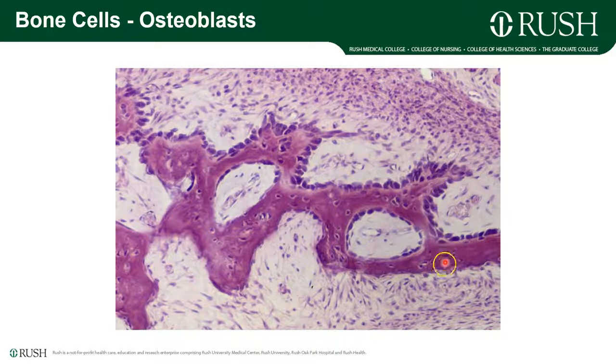One thing to note here is that this surface here is lined with actively synthesizing osteoblasts, whereas on the other side, as you can see, those cells appear to be missing, but they really are quiescent. They are just sitting there, not producing the matrix, but they are there, and they are usually referred to as lining cells.